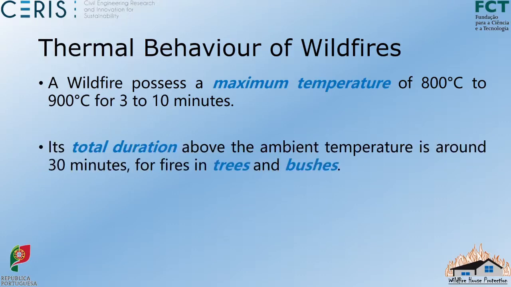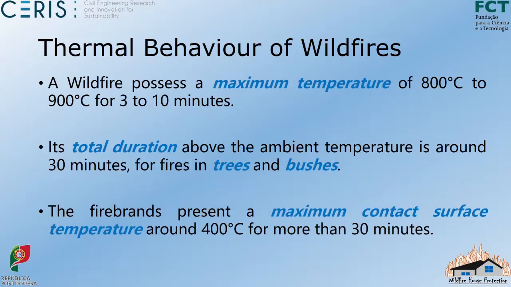Its total duration above the ambient temperature is around 30 minutes. So a wildfire passes very quickly when it hits a dwelling. It starts to approach the dwelling, starts to increase the temperature of the dwelling, and after 30 minutes the wildfire is gone. The dwelling may burn during those 30 minutes if it's not fireproof in any way.